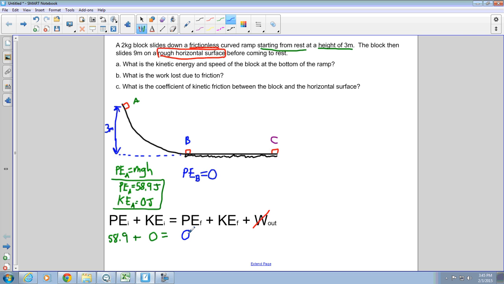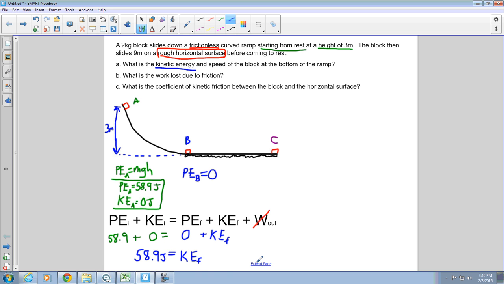That's the potential energy at B, plus kinetic energy final, which we are trying to find, the kinetic energy at the bottom of the ramp. Kinetic energy final is what we're trying to find. And hey, look, kinetic energy final plus 0 is kinetic energy final. And this is a situation where kinetic energy final is equal to your initial potential energy, which is 58.9 joules.